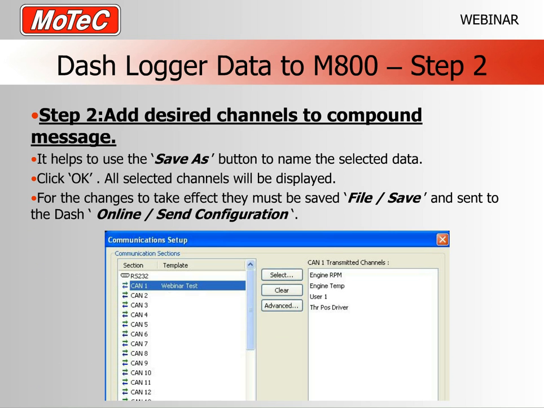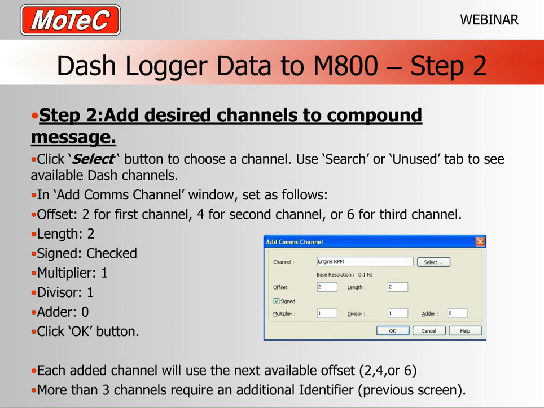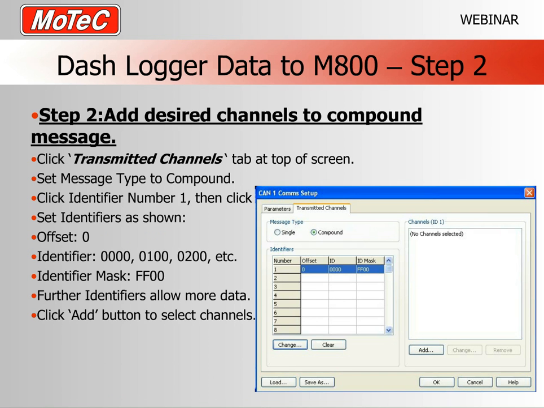So I'll just show you now. I've added four channels to this transmit message: engine revs, engine temp, user 1 and throttle position driver. And so what this is effectively doing is taking up 2 of these identifiers. If I just go backwards slightly, 2 screens. The first of my identifiers, identifier 0000, as we see here, would include those first 3 messages, and then I would have to add a second identifier here, which would be 0100, and that would add extra channels after that.